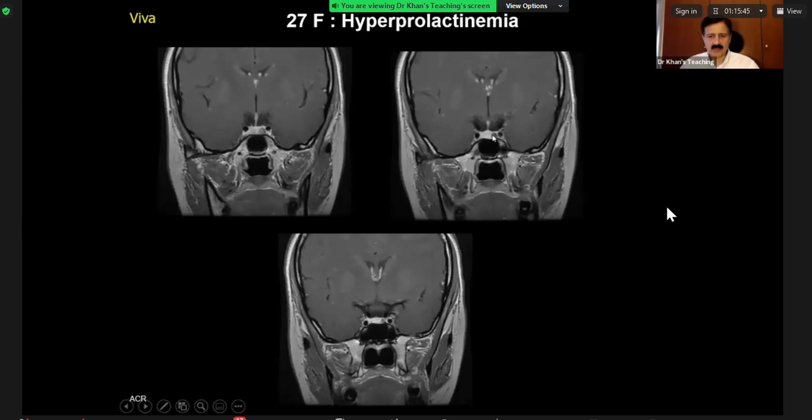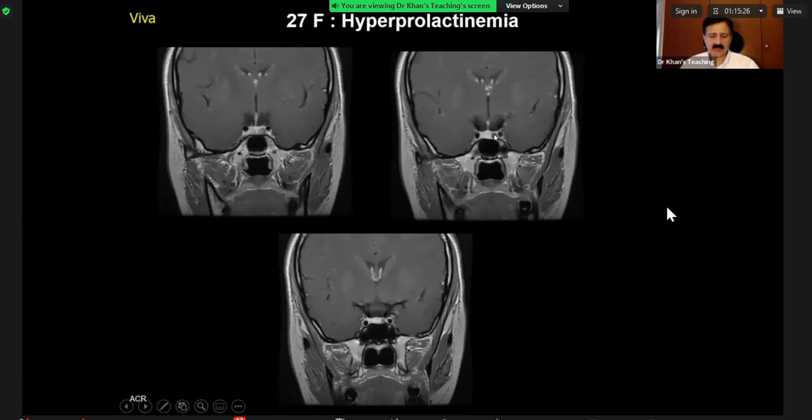Microadenoma, this is what causes hyperprolactinemia. It is usually in the anterior pituitary, by the way. And the point is that by definition, a microadenoma has to be less than 10 millimeters. Technique they can ask you in the exam.